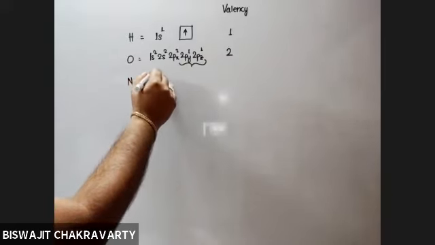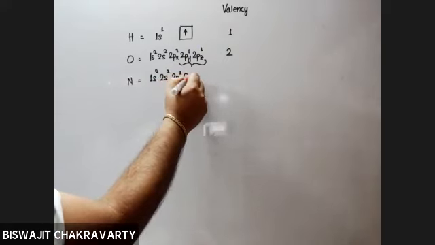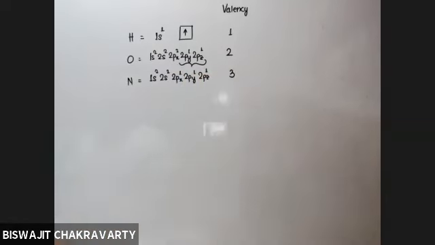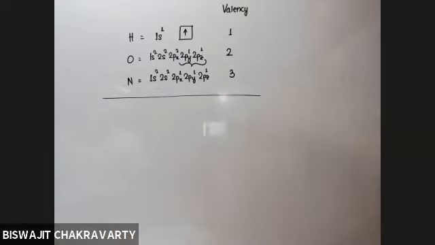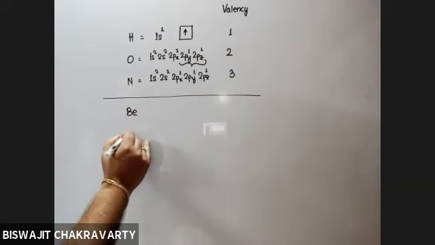Nitrogen: 1s2, 2s2, 2px1, 2py1, 2pz1. So the number of unpaired electrons is 3. So valency is also 3. So we see that the valency is determined by the number of unpaired electrons present in an atom. But if it is so, then let us consider 3 more atoms that do not follow this criterion. Suppose we have beryllium, boron, and carbon.